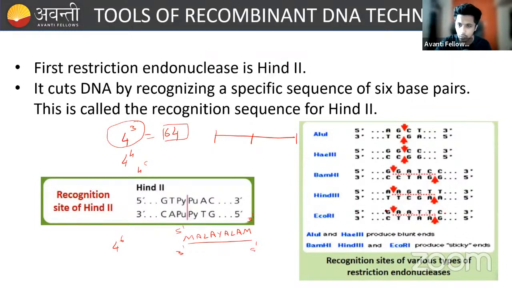When I read, I will go like this: GAA-TTC is a recognition sequence for EcoRI. Now go from 3 prime to 5 prime. It will go like this. See, you can come here, or CTTAAG. So this is how we read a palindromic sequence.